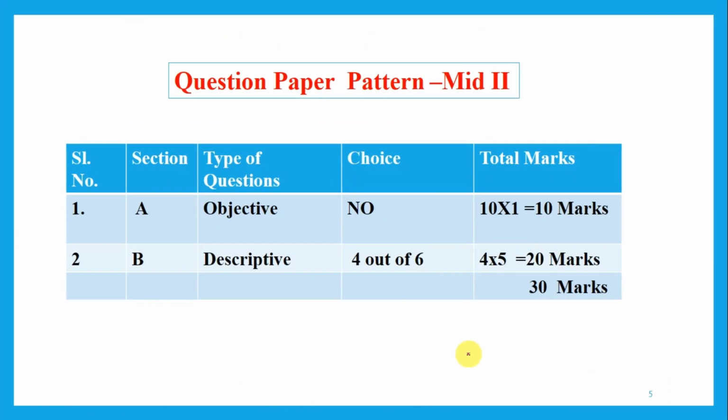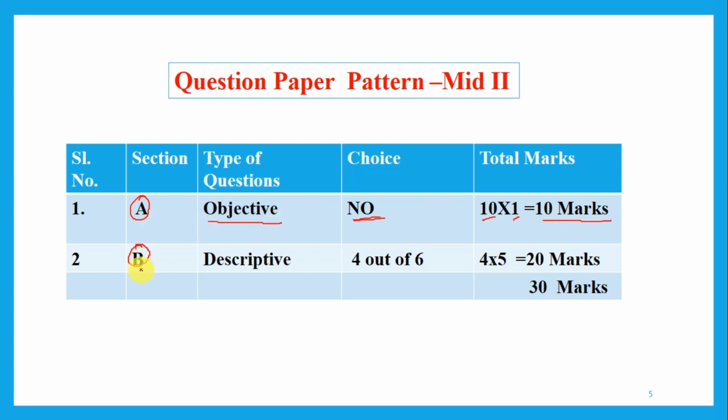Now we will see the exam question paper pattern for second mid. It is the same pattern as we did for first mid. It consists of 2 sections, section A and section B. In section A we have objective questions. The objective questions may be multiple choice, fill in the blanks, or match the following. Any type they can ask, and there is no choice. 10 questions will come and we have to answer all questions. Each question carries 1 mark, so a total of 10 marks for objective questions.